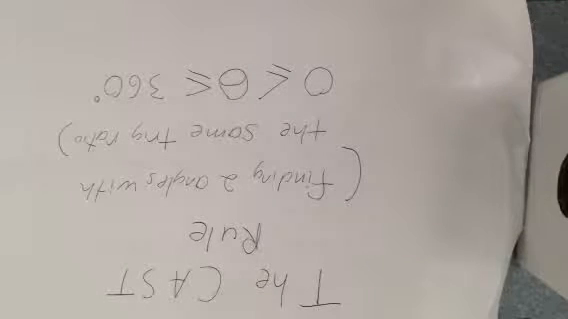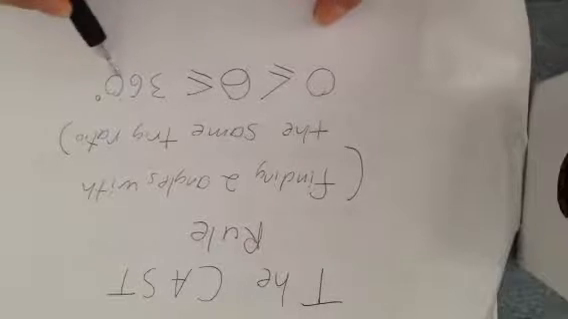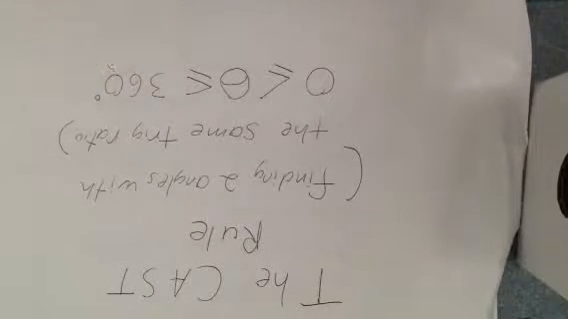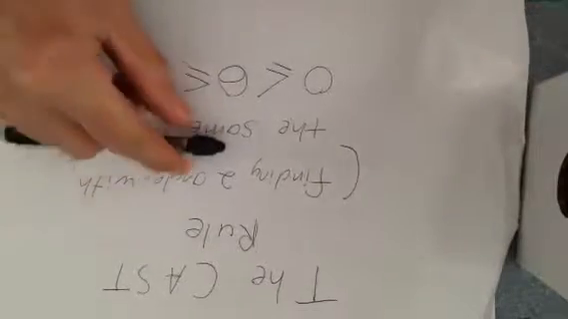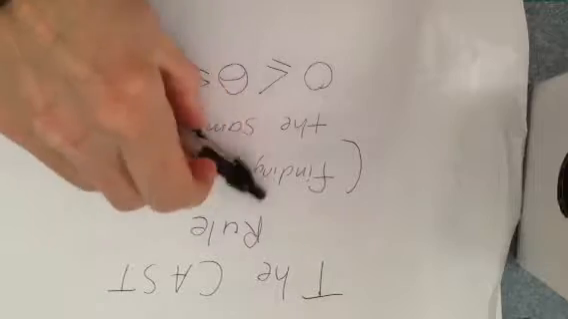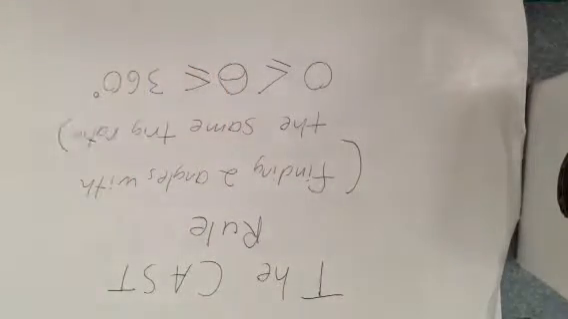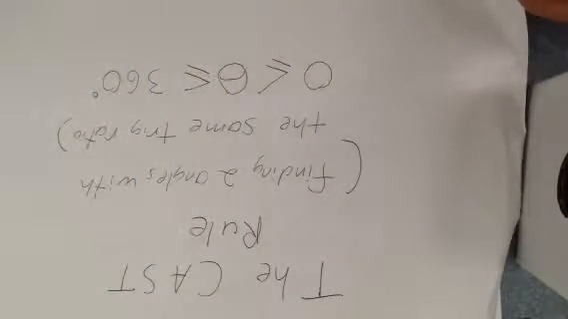Okay, I'm going to introduce the CAST rule, and that's for finding more than one angle with the same trig ratio. And we're going to constrain ourselves to be between 0 and 360 degrees. So there's actually an infinite number of angles that go along with every trig ratio, but we're constraining ourselves to a single full rotation. So we're going to find the two angles between 0 and 360 degrees.